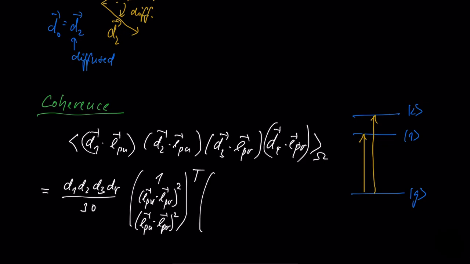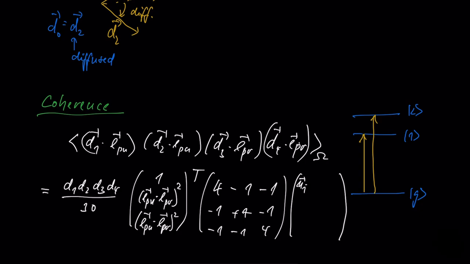Here this is transposed. We have the matrix of four and minus ones. And here we have a completely general vector of the transition dipole moment projections. Well, in this case, it's 1, 2, 3, 4, and n1, and n2, and n3, and n2, and n4, and n1, and n4, and n2, and n3.